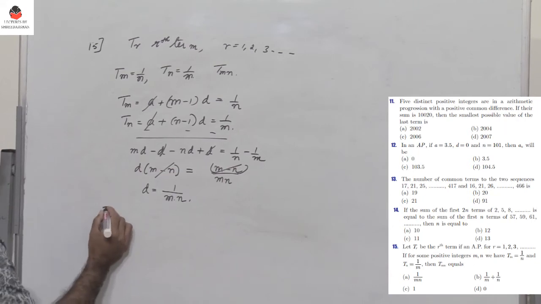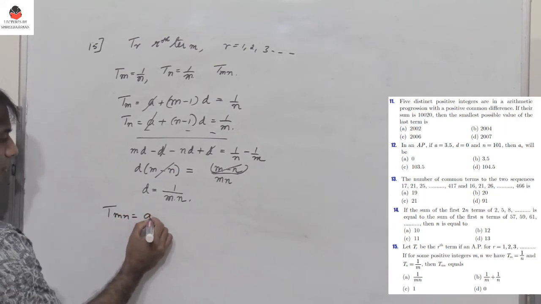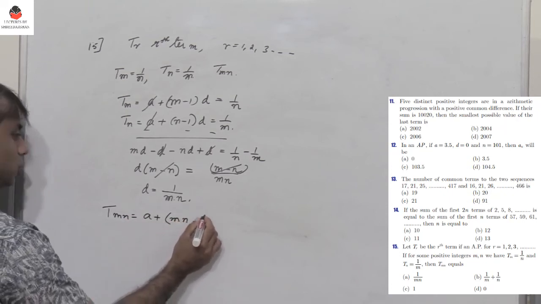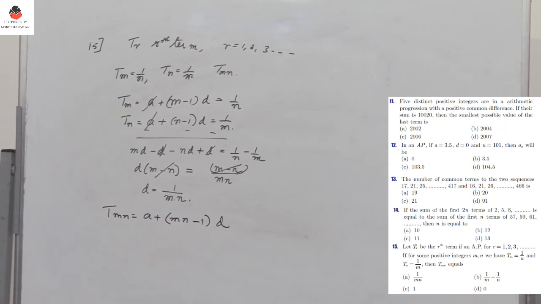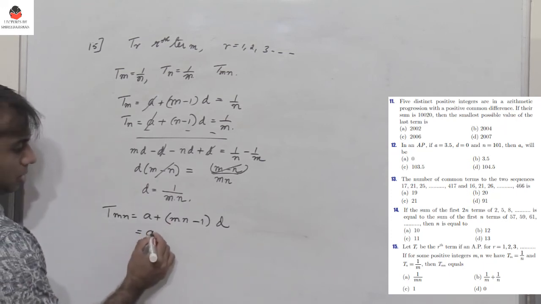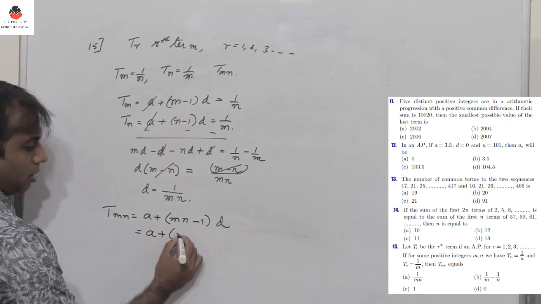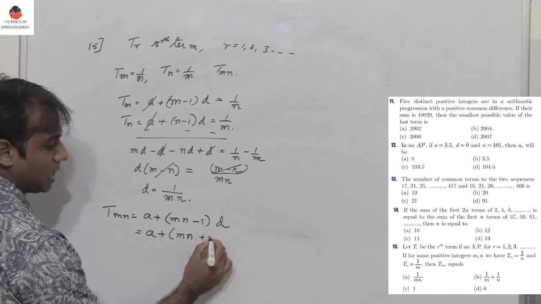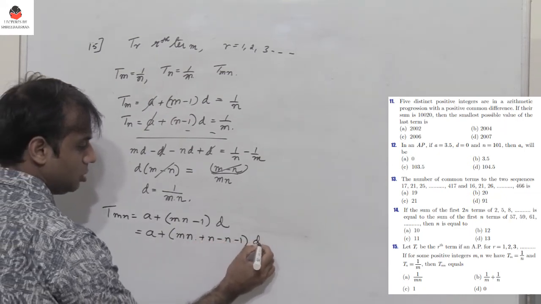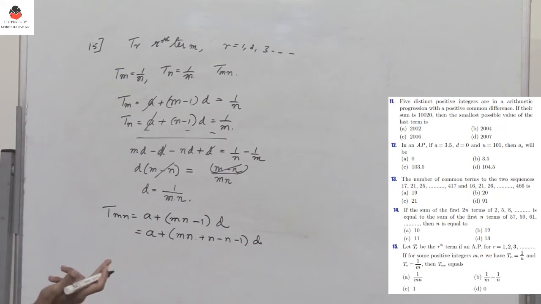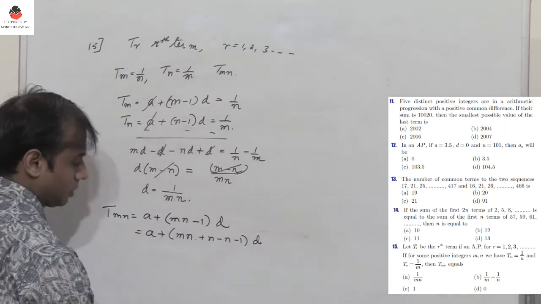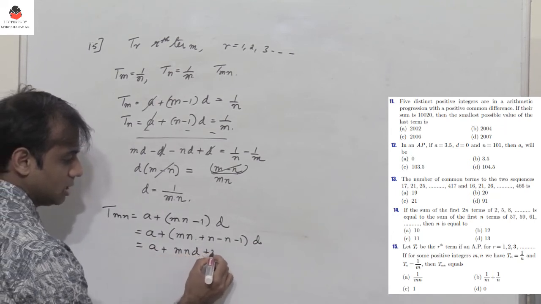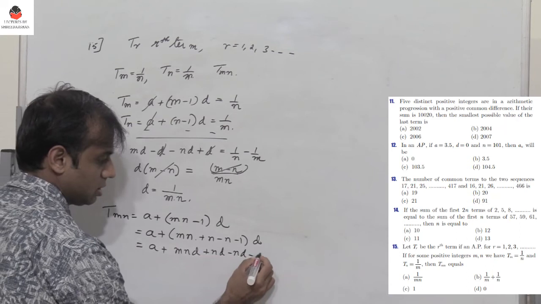So here I have Tmn equals a plus, instead of n I have mn, (mn minus 1) into d. Alright. Now I have a plus mn d, so I need to get one of these expressions here. So let me add plus (n minus 1) into d. When I add plus nd minus nd, the value of the expression does not change. So this would be a plus mnd plus nd minus nd minus d.